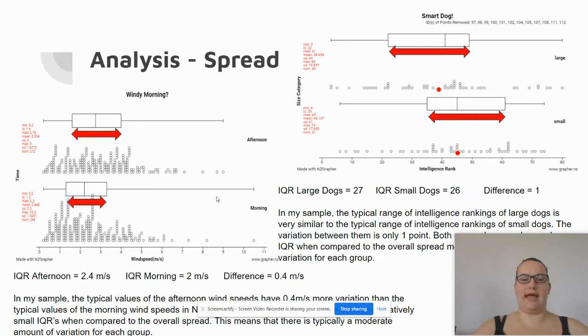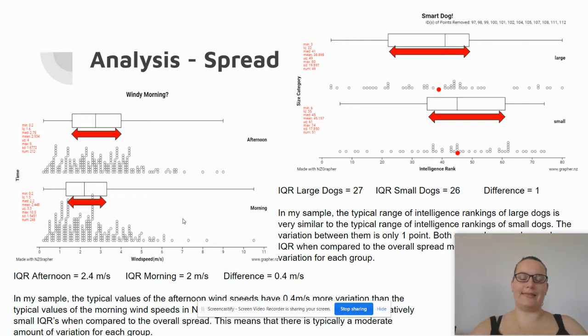So what the spread actually talks about, and you'll be able to read once you have access to these slides, is the variation, how much difference in our typical values, our middle 50%. So we can see that there is more variation in the afternoon wind speeds just by the size of the box. This means that we can expect more variation to happen in the afternoon than in the morning. And we could then add research to discuss why.